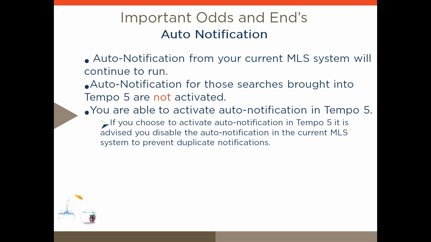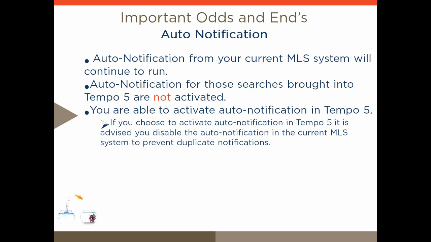Now, the auto notification portion of all of this is going to work as follows. Auto notification from your current MLS system will continue to run. Auto notification from those searches brought into Tempo 5 is not activated. So again, your searches that are brought over are not set to auto notify because we don't want your clients receiving double notifications regarding the same listings. So it's turned off in Tempo 5. However, you do have the ability to turn that on or activate it in Tempo 5 should you choose. But it's suggested if you do that, that you turn it off in your current system.